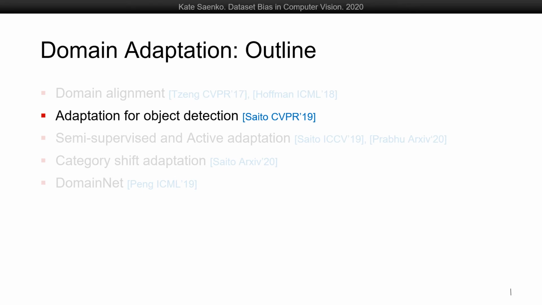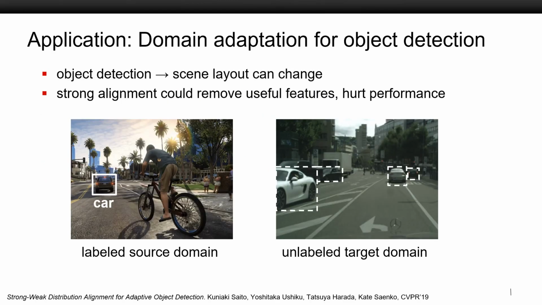Now, so far I've talked about adaptation using domain alignment. Now I want to switch to a few more recent directions that I've been working on. The first one is adaptation for the task of object detection. So far, we've talked mostly about object classification, and we also talked about semantic segmentation. Object detection is another one of these very common computer vision tasks that can suffer from domain shift.